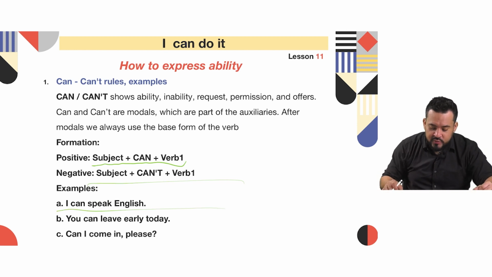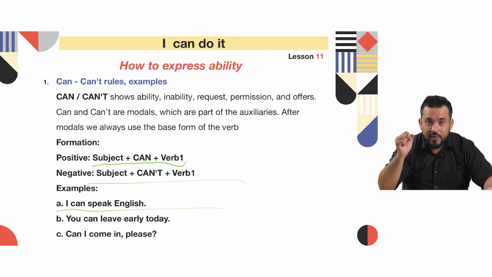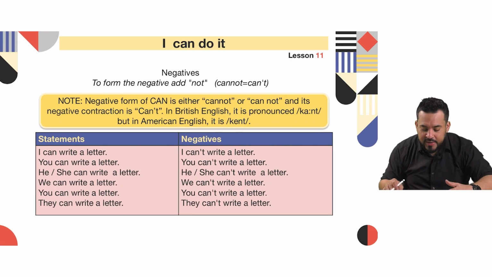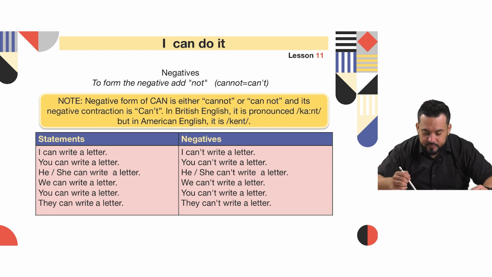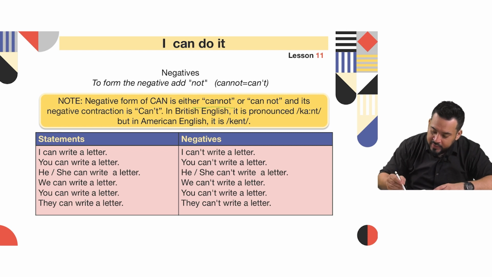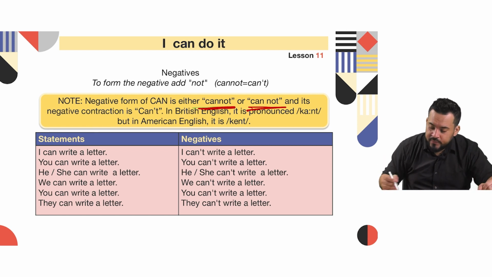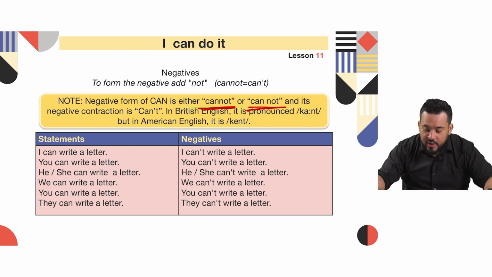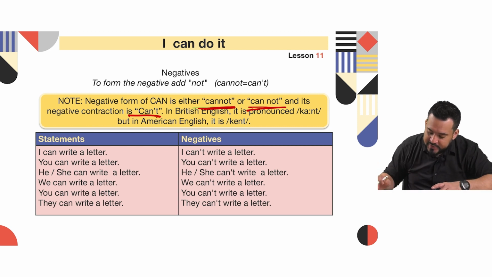Examples: I can speak English. You can leave early today. Can I come in, please? Let's take a look at some examples with can and can't. Note that the negative can is either cannot or can not. It means we can write it together as one word, which is correct, or we can write it as 2 words. If we use contraction, then we write it like this.